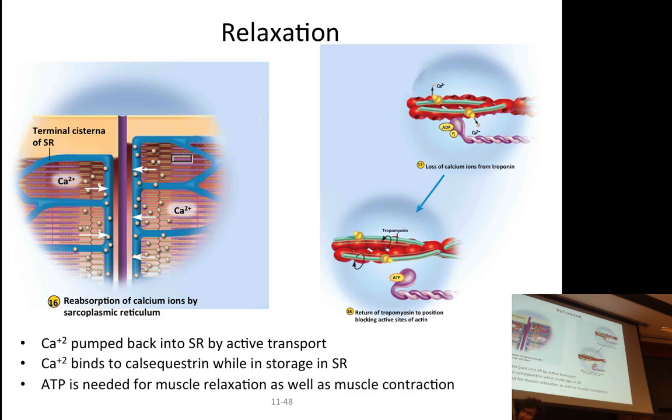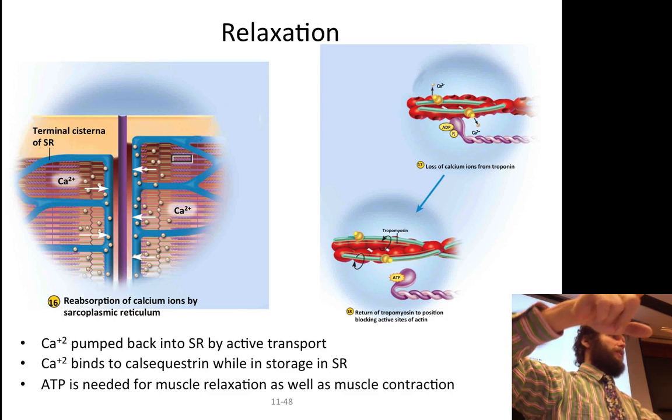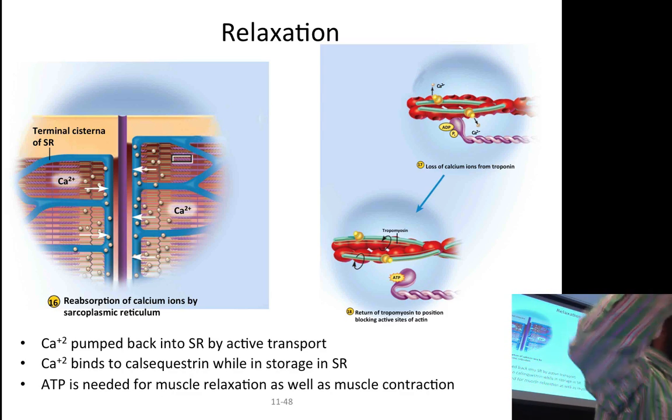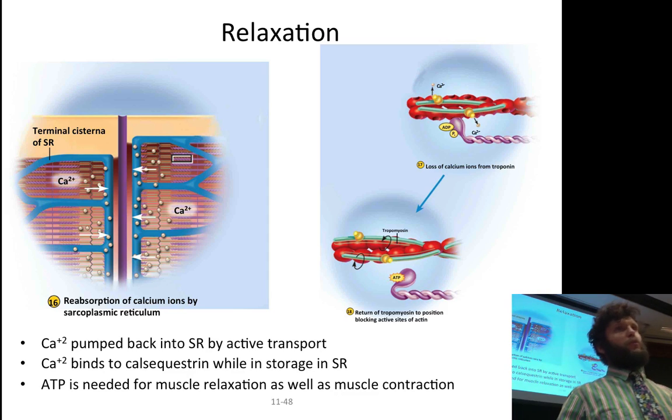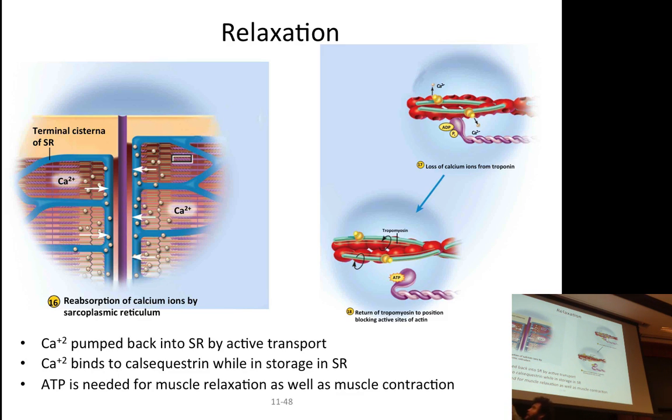This calcium sequestration, I told you that both the electrical and the chemical gradient are pointing in the same direction for calcium. Calcium wants to be in the sarcoplasm, not the sarcoplasmic reticulum. So putting it back in the sarcoplasmic reticulum is an active process. That constitutively active calcium pump is an ATPase. It's burning ATP. So you need ATP not only to contract a muscle, but also to relax a muscle.